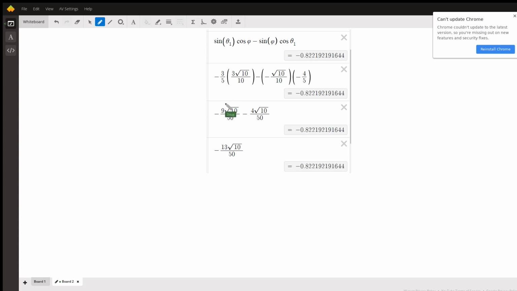But simplifying, you get this, and finally there's your exact answer, negative 13 times the square root of 10 over 50. There you go.